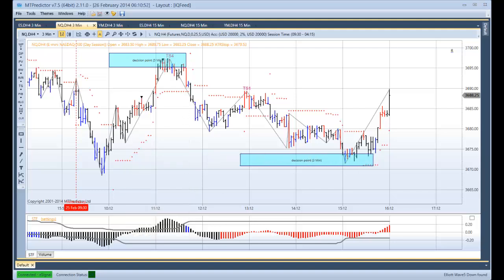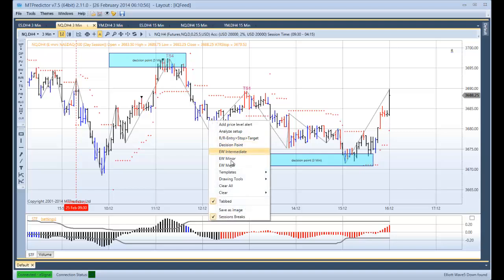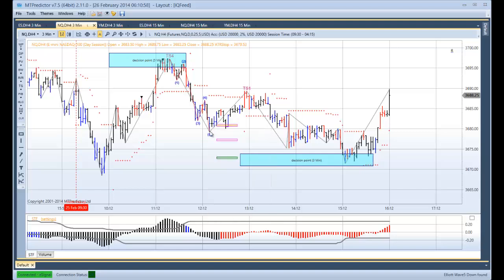Right, well if we look at this initial decline off here, and I right mouse click and do Elliott wave minor, you can see that this is a 5-wave sequence. We also know that after a completed 5-wave sequence you tend to get a reversal at the DP from the prior wave 4, which is that level there. We can't take that off the minor swings because DPs only work off intermediate swings.